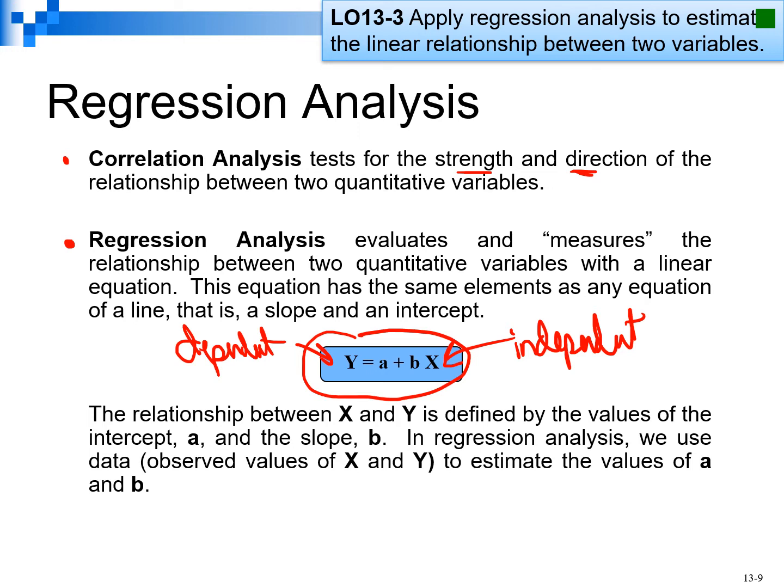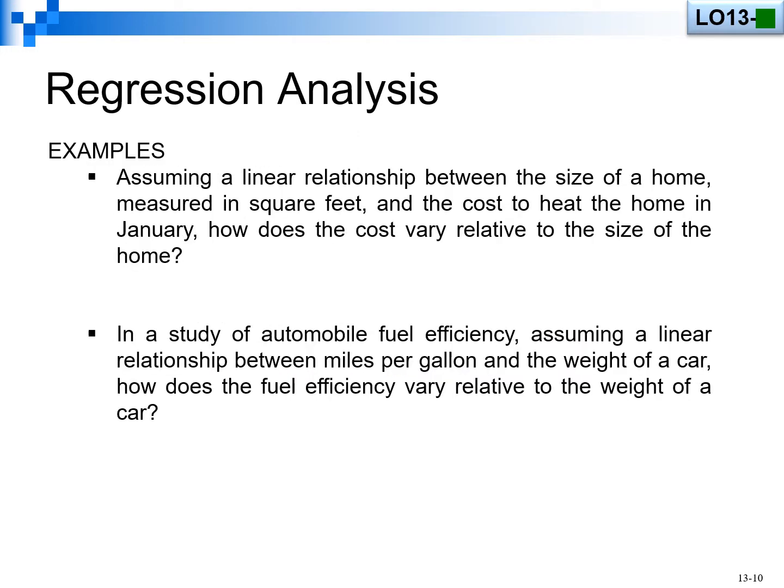And so we're going to walk you through a couple more formulas on how to plug in the numbers for the line equation. Again, we have this assumption of a linear relationship. In this case, we're going to look at the size of a home measured in square feet and the cost to heat the home. We're going to figure out how the cost varies relative to the size of the home. That'll be one example.